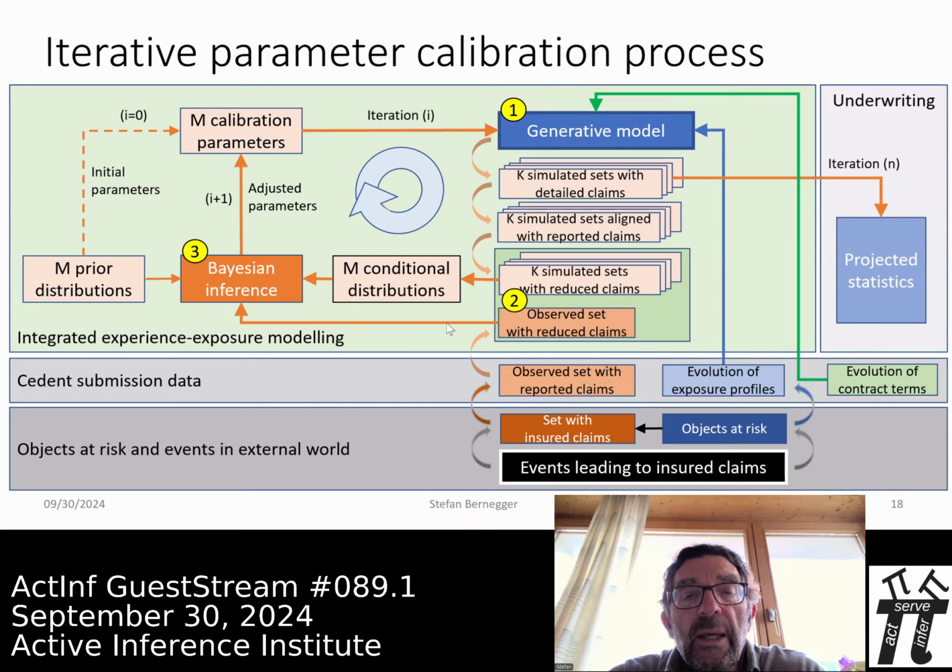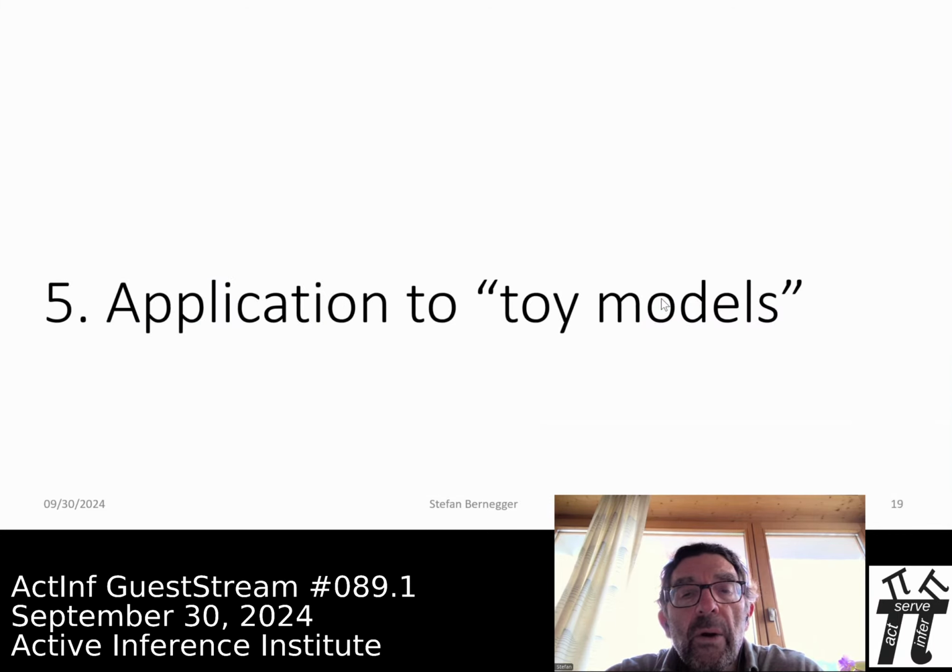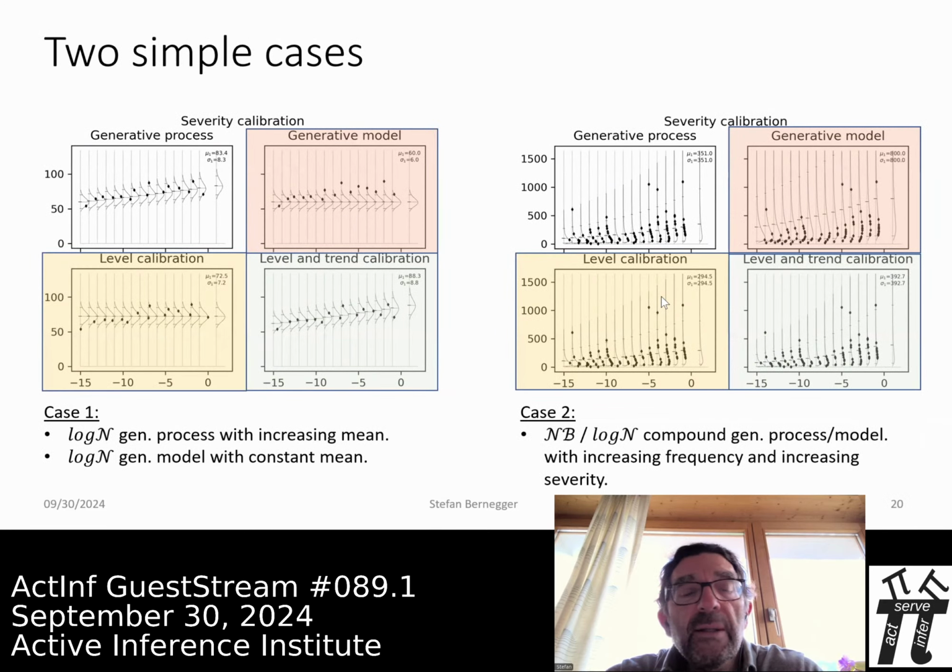Then you take the observations and you apply Bayes, and you end up with the calibration parameters, which you can feed back into the model. So this is another representation of this process. And once the model is calibrated, then of course you can go and apply it to the future and do everything you need to be able to rate your business. Okay, now let's look at some results.